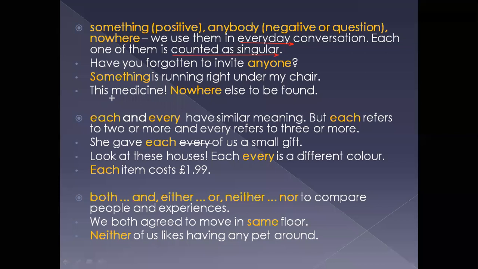Okay, can you explain this definition with those examples? Anybody is used to ask a question or to state something negative. And something is used to state something positive. And nowhere is just nowhere. It's talking about place.